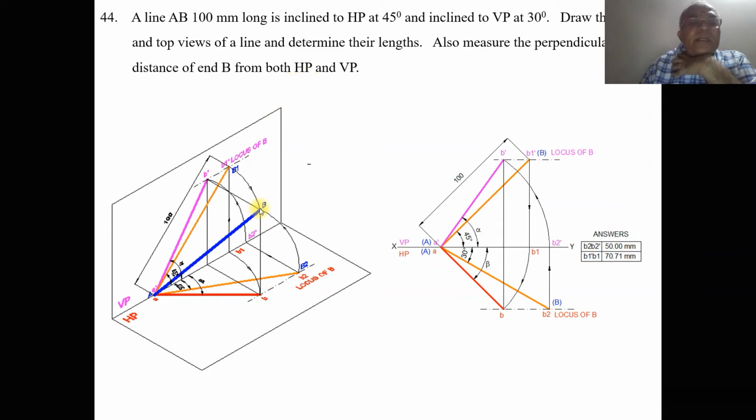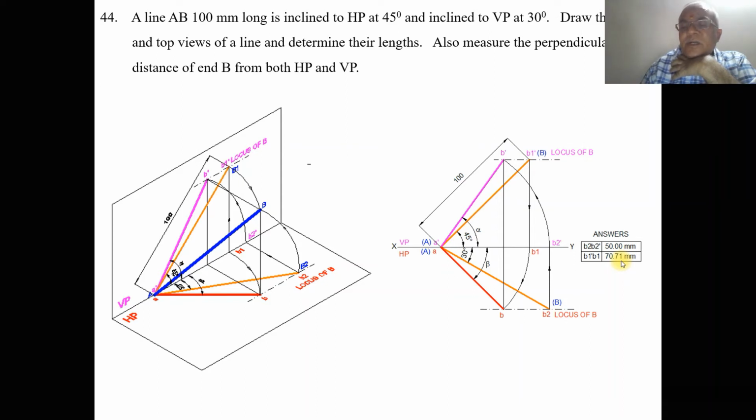So the perpendicular distance with respect to VP, that is this distance, will be B dash. So we are going to get it as B2 dash. B2 dash is going to be 50 mm, which is perpendicular to VP, and B1 dash B1 is going to be the perpendicular distance with respect to HP. So B1 dash B1 will be 70.71.